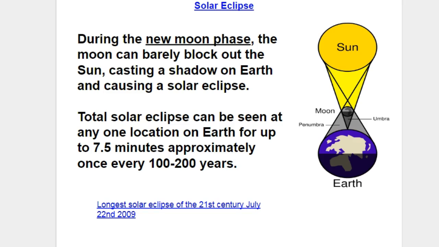We see the umbra, which is the direct shadow, and the penumbra, which is a partial shadow. If you were anywhere in the penumbra on Earth, you would only be able to see a partial eclipse. If you were right at this exact location, directly under the umbra, then you would be able to see totality, or a full solar eclipse. These only happen once every 100 to 200 years.